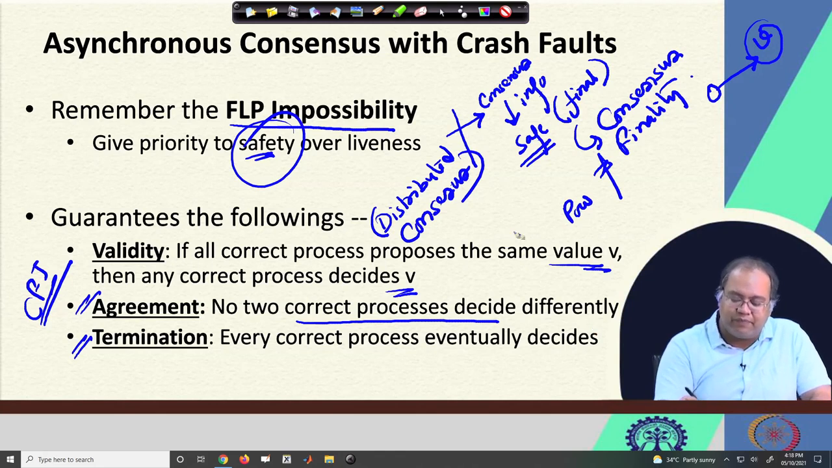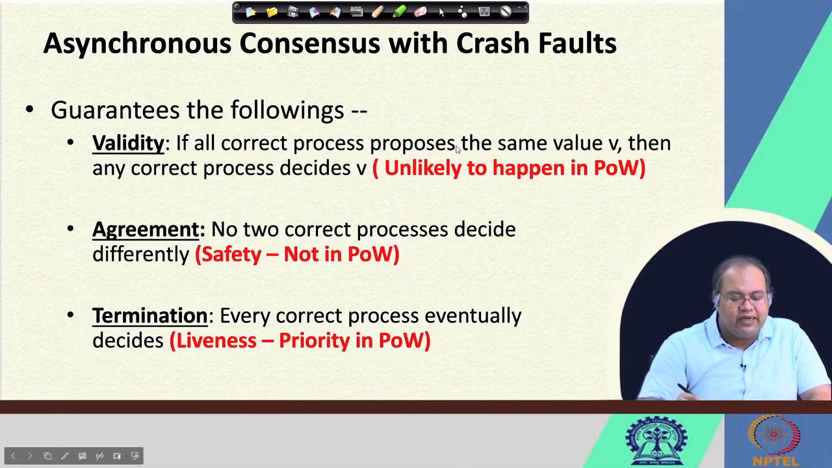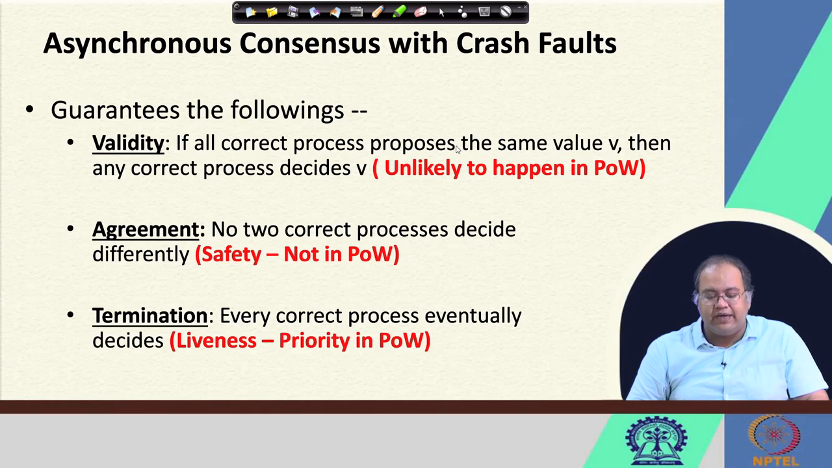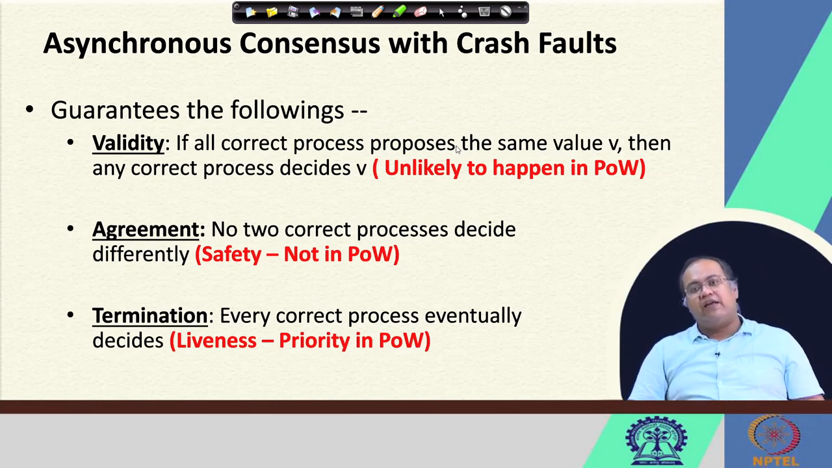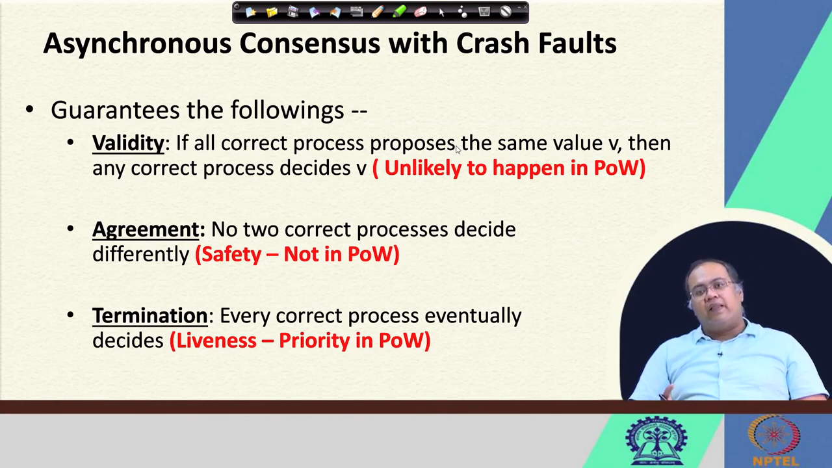Now, if I map these requirements to the standard requirements of consensus, we see that validity is unlikely to hold in proof of work. By virtue of the proof of work consensus mechanism, different miners might propose different blocks. When different miners propose different blocks, I have different blocks floating in the network, and consequently we need to ensure that I select one of them.